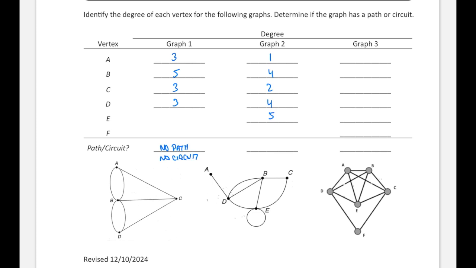What if we start at E? So I'll just get that loop out of the way. And then up to C, to B, there, D, B, back to D. We started here at E, and we ended at A. I've got a path.